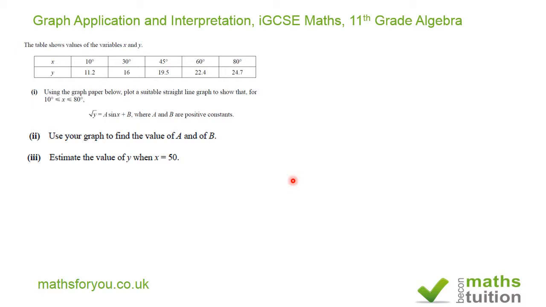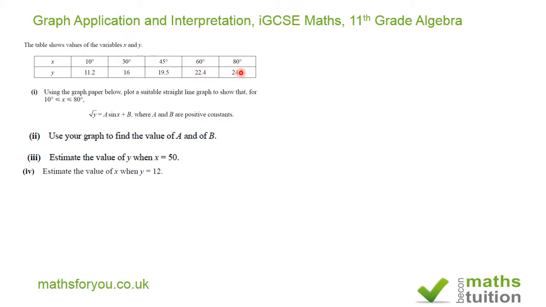The third part says estimate the value of y when x is 50. So we're going to find sine of 50, then find the square root of y, and then square that to get the y value. And the fourth one is the reverse of the third one. This time around we know the value of y, and from that we can find the value of x.